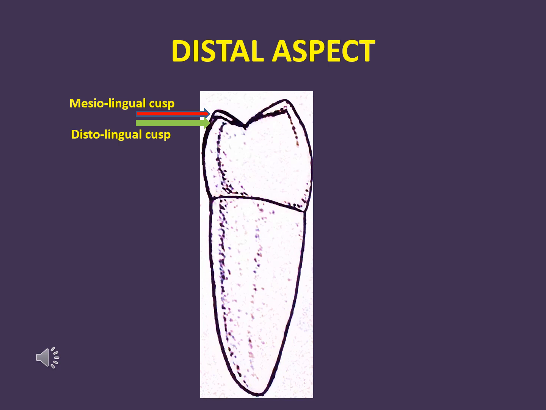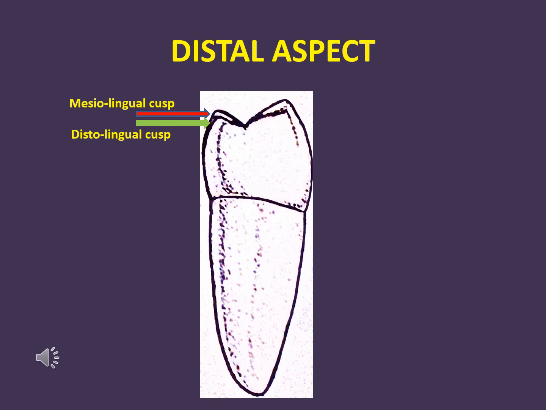The second thing is, if a three cusp pattern is seen, the mesiolingual cusp as well as the distolingual cusp are seen from the distal aspect, because the distolingual cusp is smaller compared to the mesiolingual cusp. I have made two arrows to show you both cusp tips are visible from the distal aspect. The red arrow indicates the mesiolingual cusp, whereas the green arrow indicates the distolingual cusp.